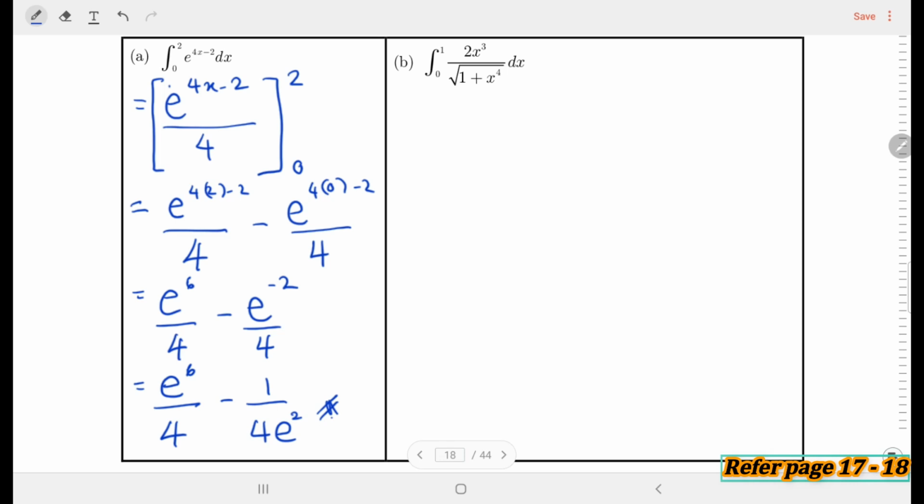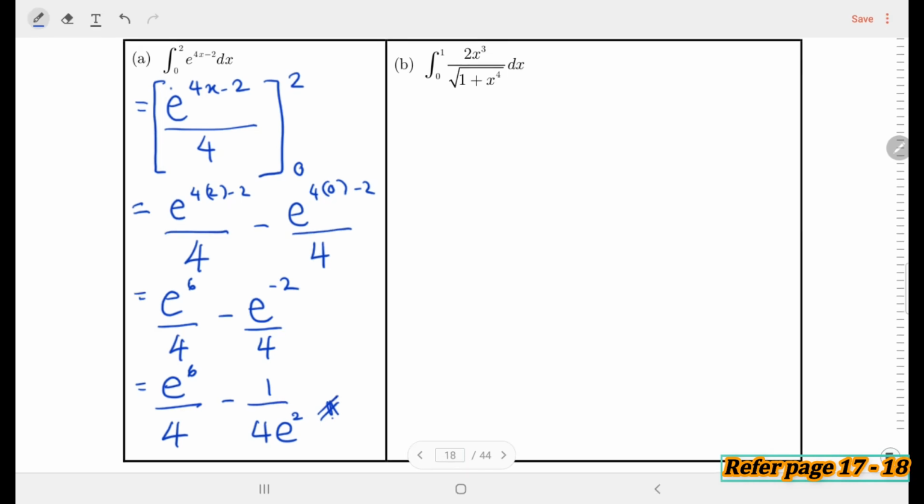For the next question, part B, we now have 2x to the power of 3 divided by the square root of 1 plus x to the power of 4. I believe all of you have learned about the methods of integration. This function could not be integrated straightforwardly, so we must choose the correct method, which is substitution.